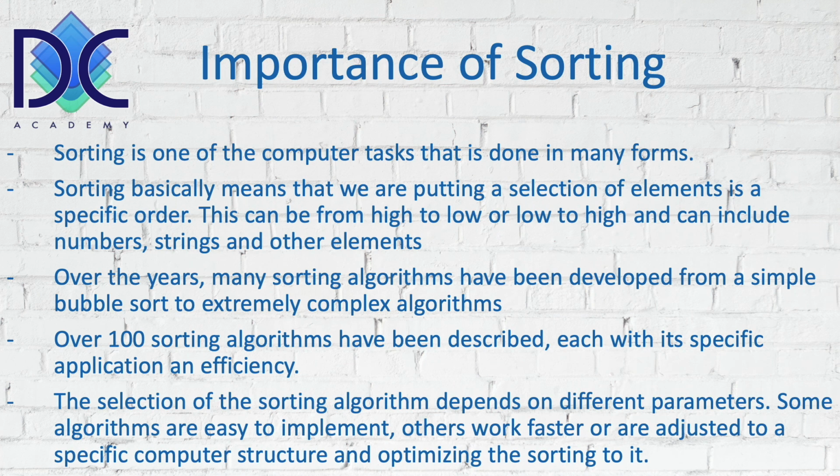Now, there are different parameters that we have to consider. Some algorithms may be easy to implement. Some others work faster, or they are adjusted to a specific computer structure and optimize the sorting for it. So computer structures may be very important, because when you look at sorting, the architecture of the computer may also have an effect on how fast sorting works.